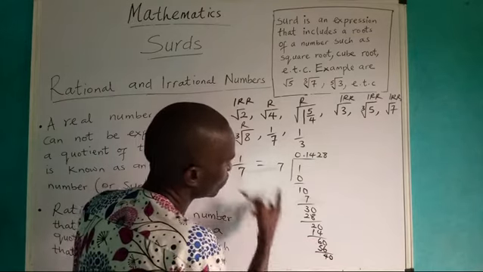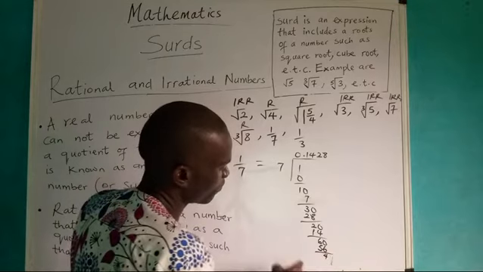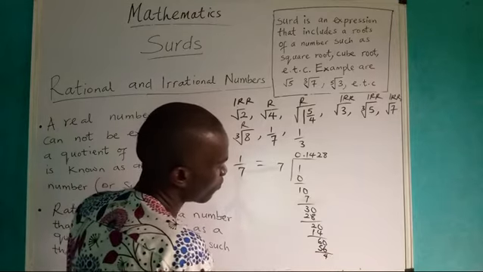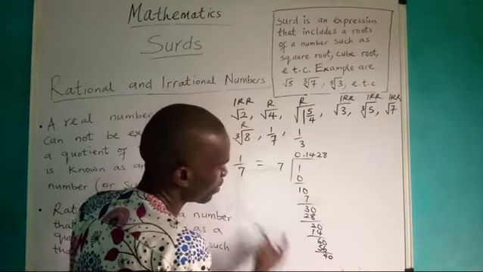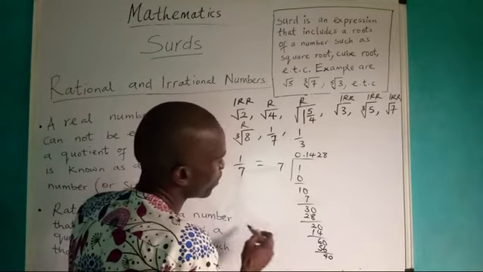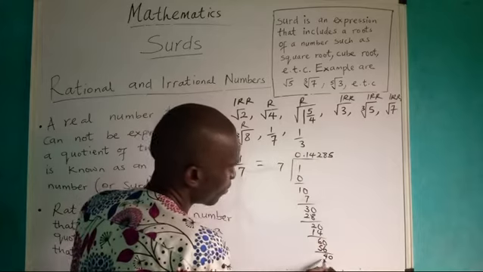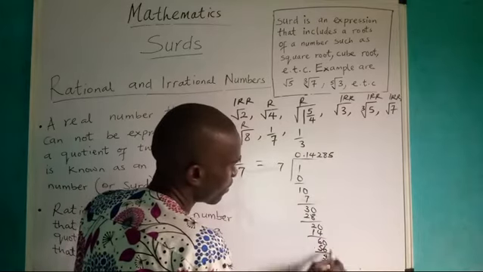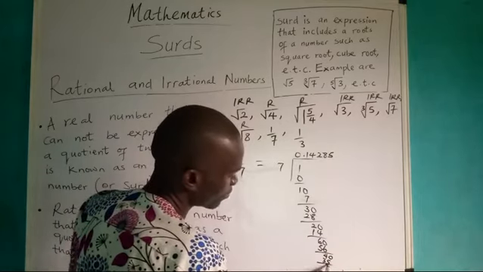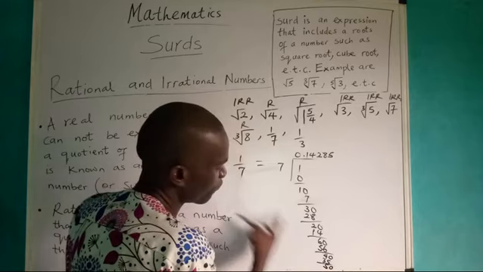Now can 7 share 4? No, it's not possible. Put 0 here, it becomes 40. 7 share 40, I will have 5. 5 times 7, I will have 35. Now minus, I will have 5 again. Now put 0 here, it becomes 50 again.